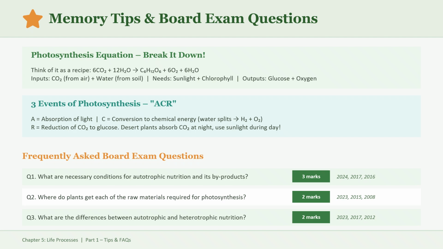Autotrophs require chlorophyll. Heterotrophs do not require chlorophyll. Examples of autotrophs are plants and algae. Examples of heterotrophs are animals and fungi. In autotrophs, food is prepared by photosynthesis. In heterotrophs, the food is ingested and digested and further energy is produced. Next we are going to see.